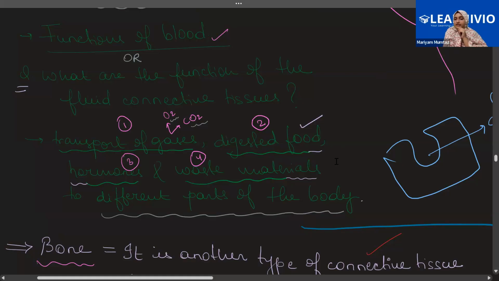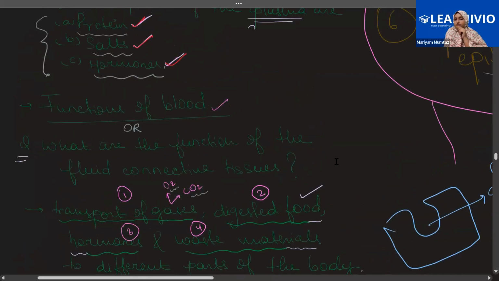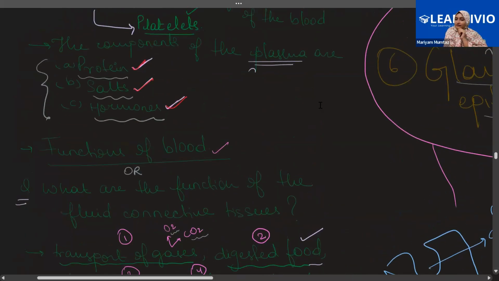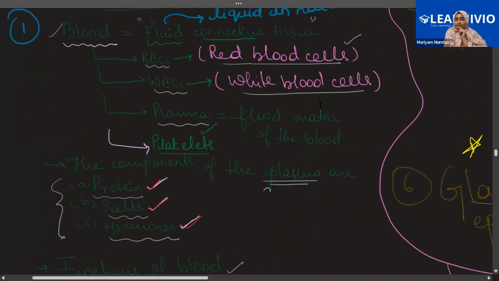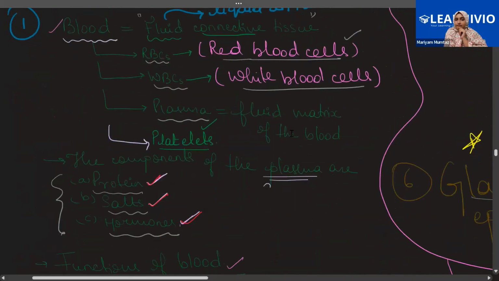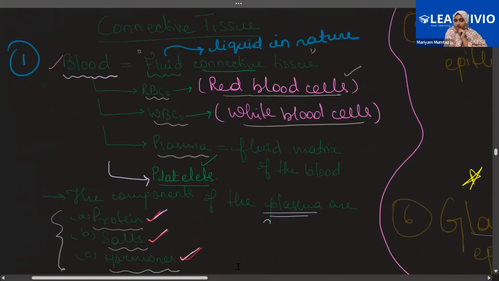Clear? Blood is clear, Rishad? Yes, sir. Okay, I'm sure now. And do you have the notes for tissues, Rishad? Ma'am, no, this one I didn't write. I wrote the epithelial tissue cell.